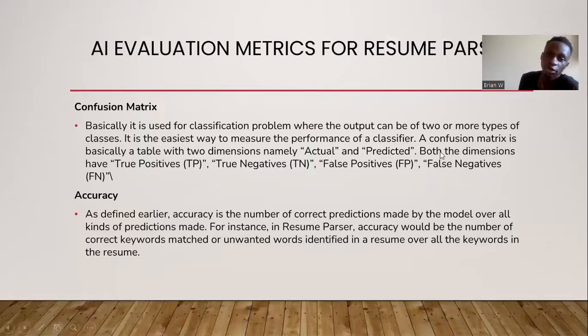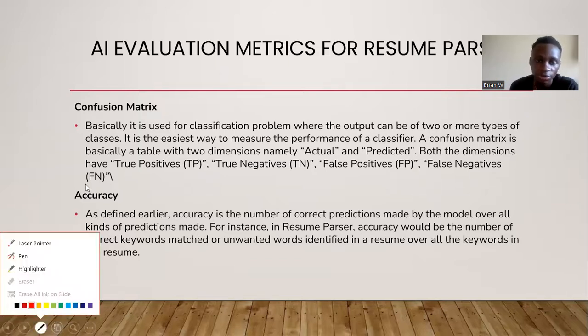So we are going to look at the confusion matrix, which is basically for classification problems where the output can be of two or more types of classes. It is the easiest way to measure the performance of a classifier. The confusion matrix is basically a table with two dimensions, namely actual and predicted. Both dimensions have true positives, true negatives, false positives, and false negatives.